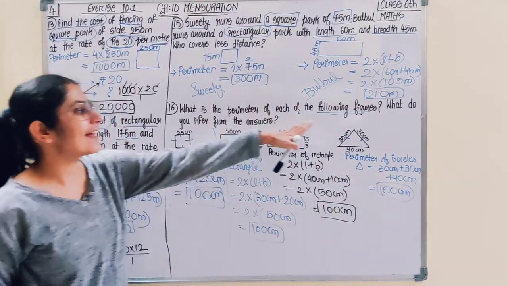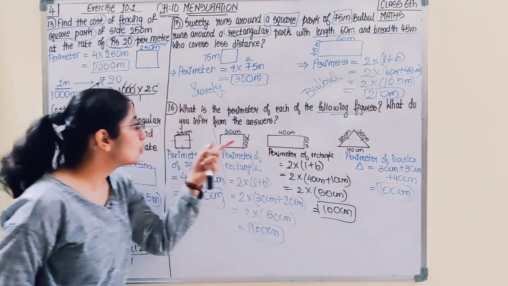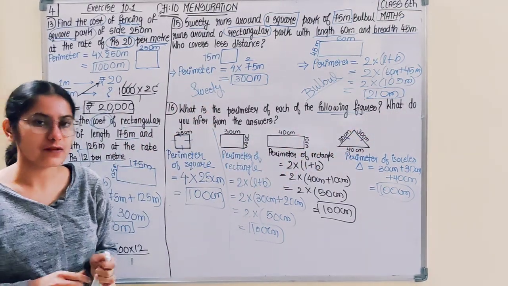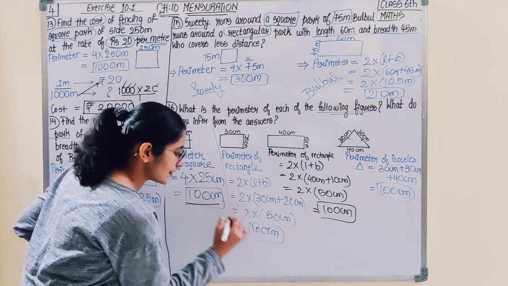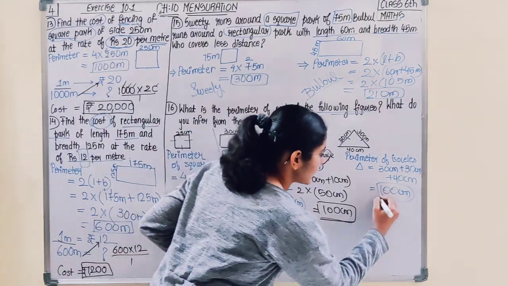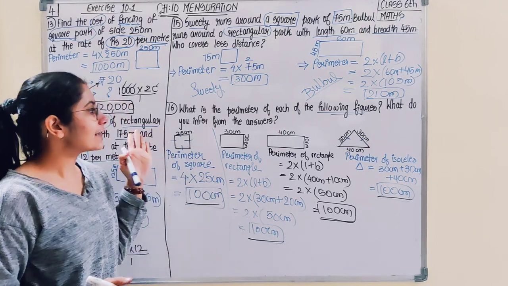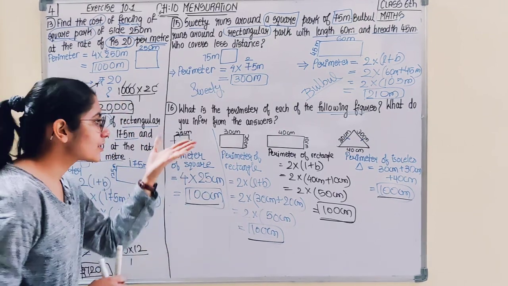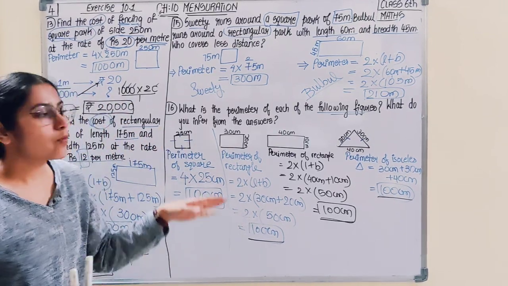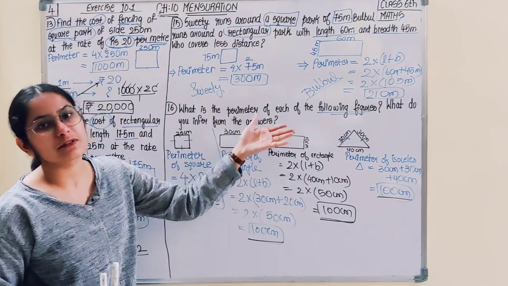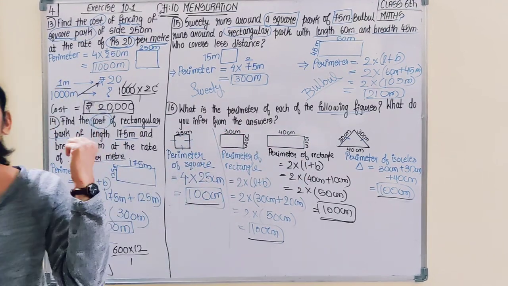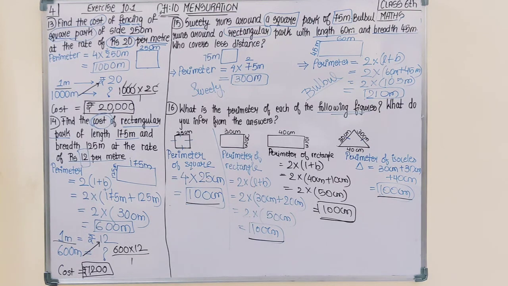Now the tail question says, what do you infer from the answers? If you see, all the answers are same. 100 cm, 100 cm, 100 cm. So you infer that no matter what the shape is, no matter what is the length of each side of the shape, the perimeter is same for all the given figures. Okay, moving down to the last question of this exercise.